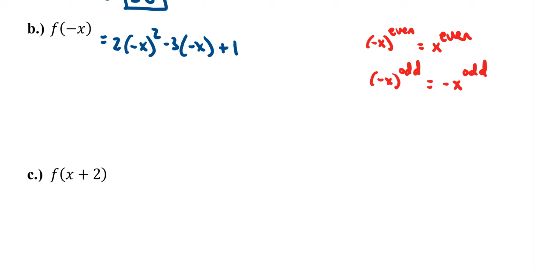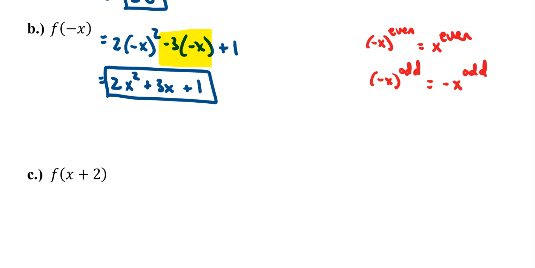So for this one that we just wrote down over here on the left, negative x squared is just going to be the same as positive x squared because it's an even exponent. The next one is technically an odd exponent, but it's probably easy if you just look at it as negative 3 times negative x is positive 3x. Negative times a negative is positive, plus 1 at the end, and then we're done. So if you're plugging in a variable, you're creating something similar to a composite function. You're creating another function, essentially.